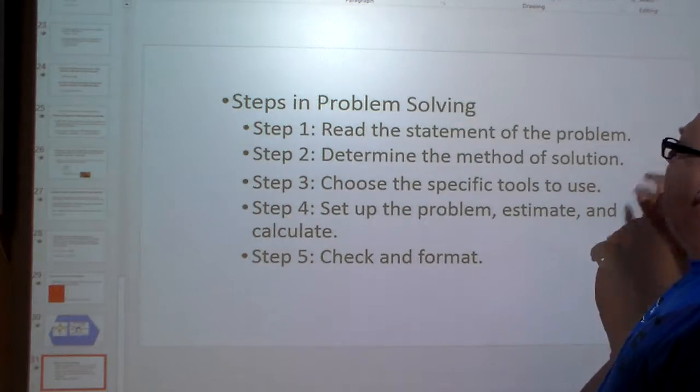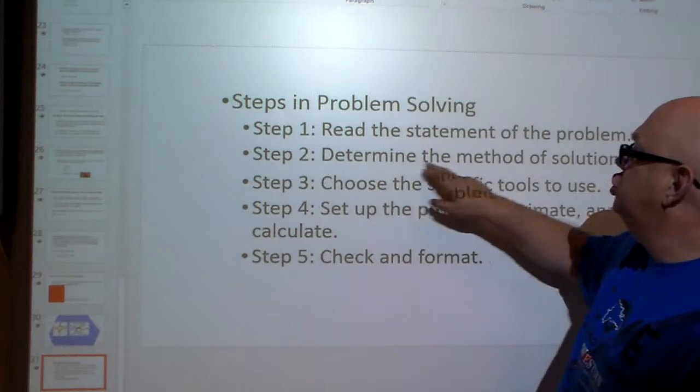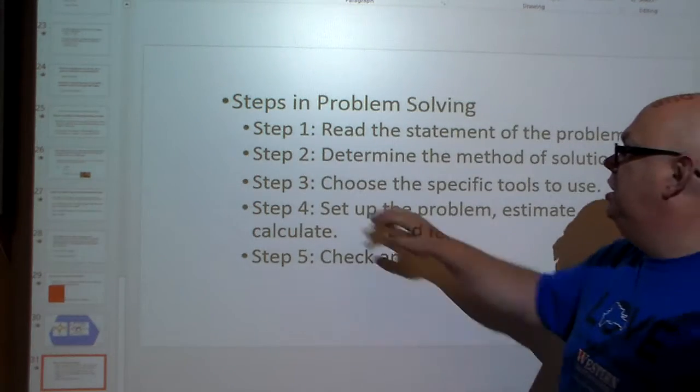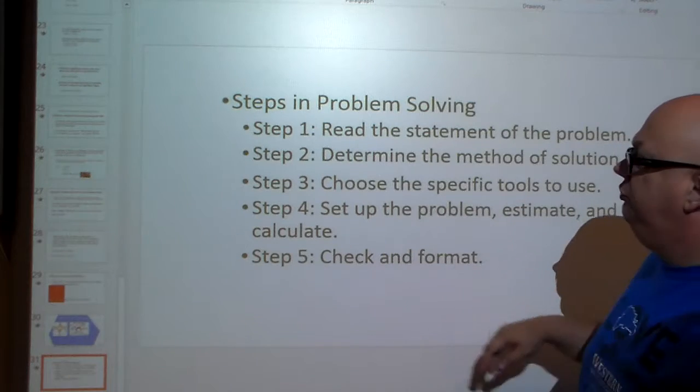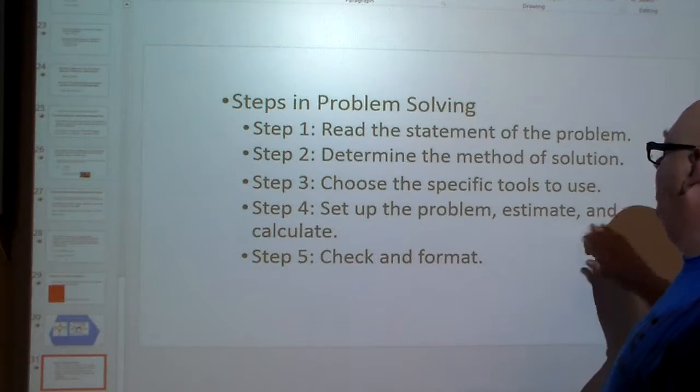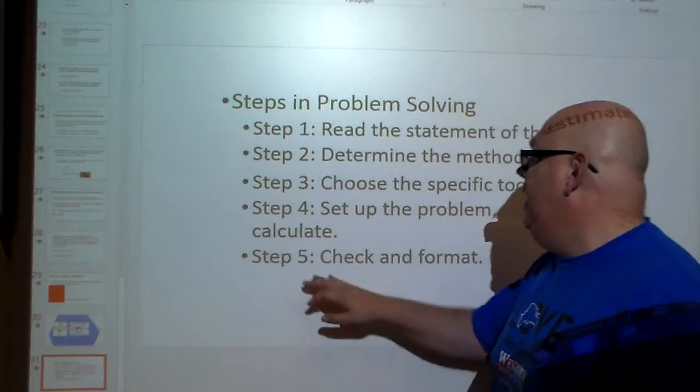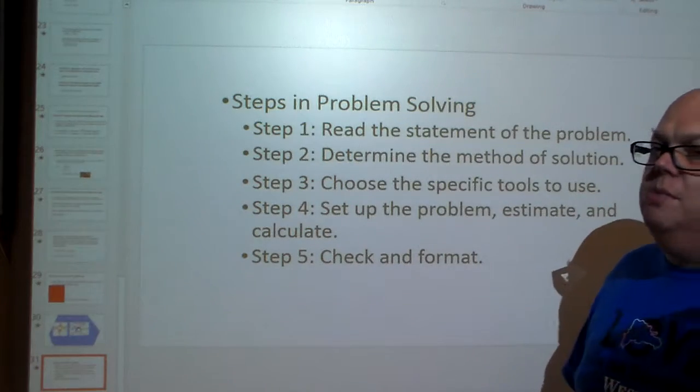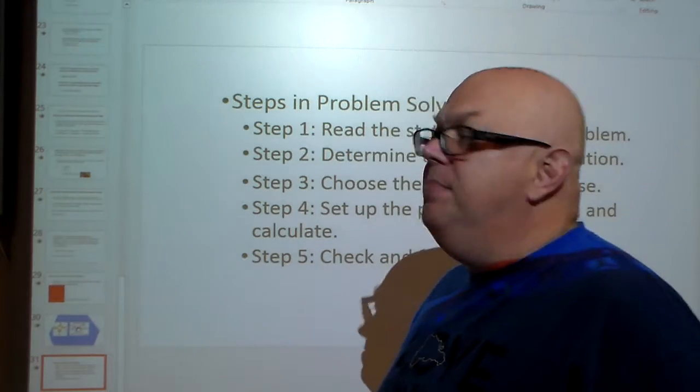So you read the statement of the problem, you determine the method of the solution, you choose the specific tools to use, set up the problem, estimate and calculate, and then you check and format. So that's pretty much the basic thing here.